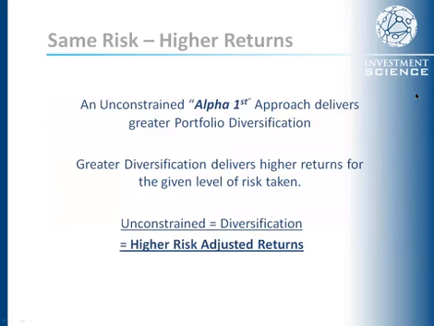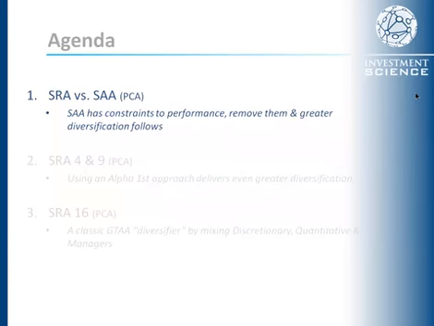So what we decided was that the key starting point was to start with an alpha first approach, and we call this approach strategic risk allocation, or the volatility target, the SRA. The main comparison between strategic risk allocation and the main approach to multi-asset class, multi-manager investing is strategic asset allocation. And we claim that strategic asset allocation has constraints to performance. So we've decided to remove as many constraints as we can, and thus allow greater diversification and therefore greater return per unit of risk.